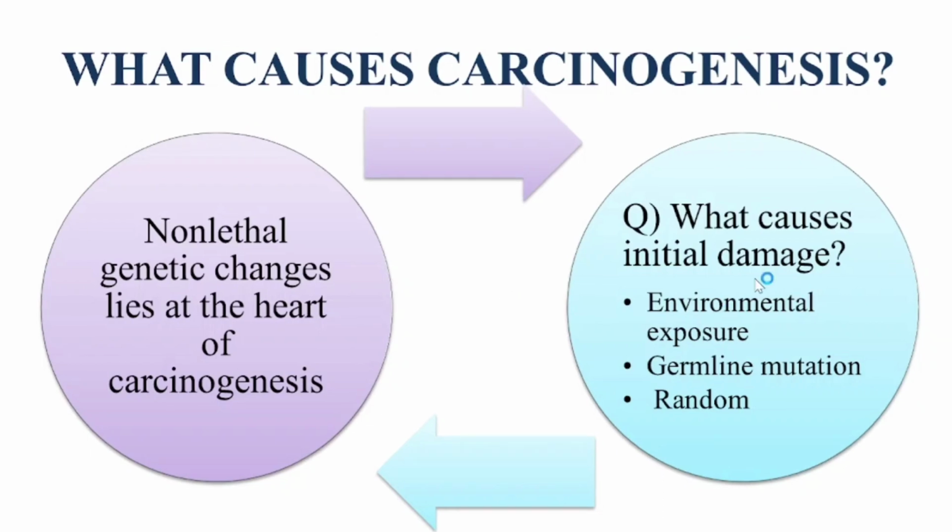So what is causing the initial damage? Initial damage is caused due to environmental exposure, germline mutation, or simply due to bad luck or random causes. Environmental exposure can be microbial, or due to physical agents like UV radiation or chemicals. Microbes such as viruses can cause the initial damage. Germline mutations in sperm or ova are heritable changes that are transmitted from parents to offspring.